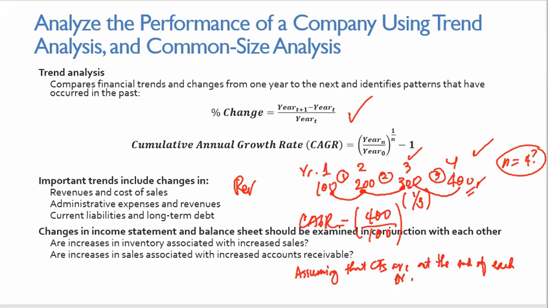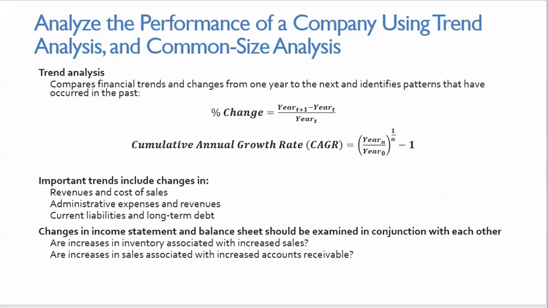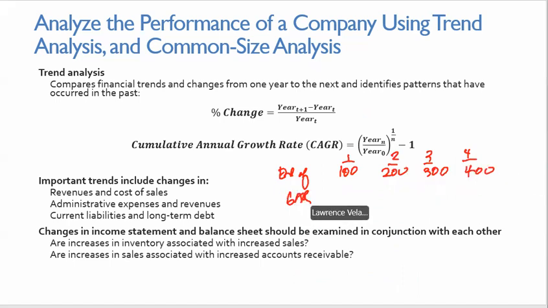You got my point? Let me repeat that and rewrite it, okay, para malinis. Okay. So for example, ito yung cash flow pattern. End of year 1, it's 100. Year 2, 200, 300, 400. Okay? Ang tanong, what is the CAGR?